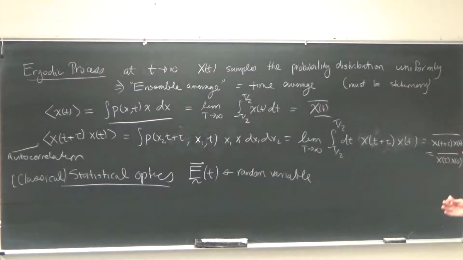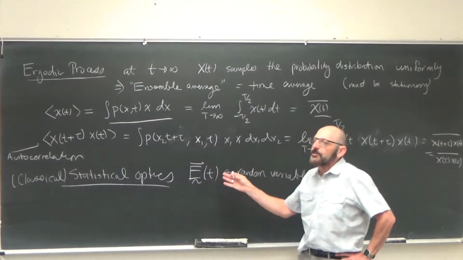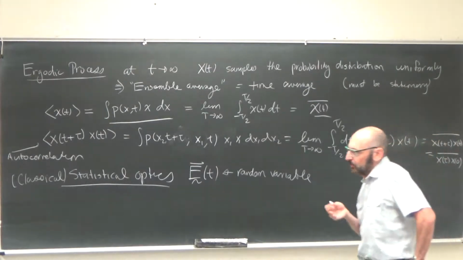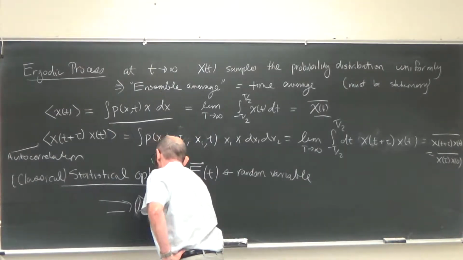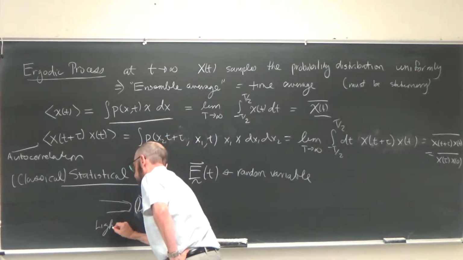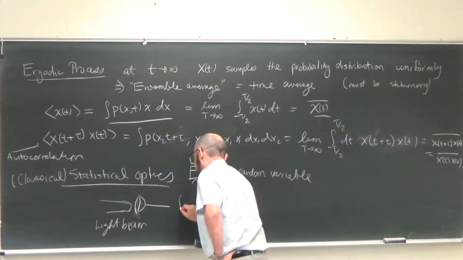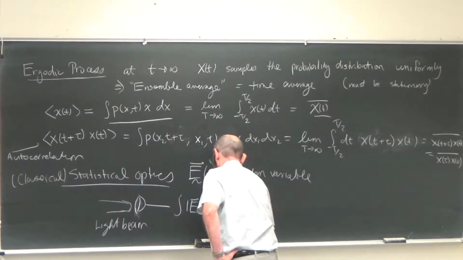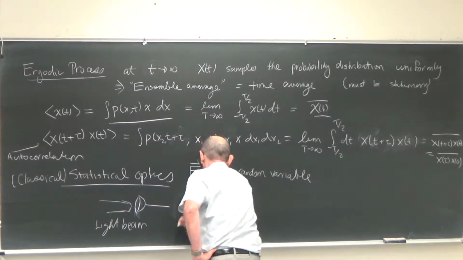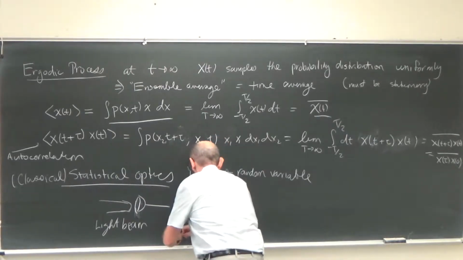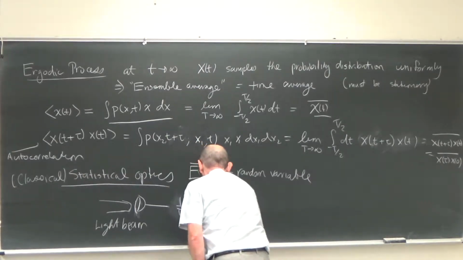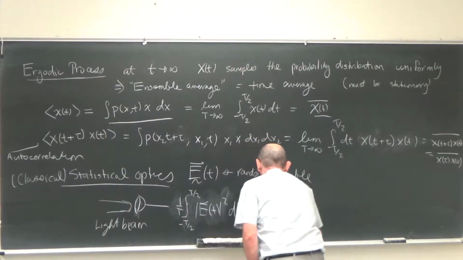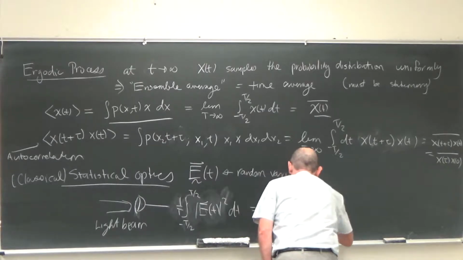But if the way in which the electric field is fluctuating as a function of time is an ergodic process, well, all I have to do is put my field on the detector, some light beam, and look at the time average, which of course is of the real amplitude, which is, as we discussed in the first lecture, related to the square of the complex amplitude.